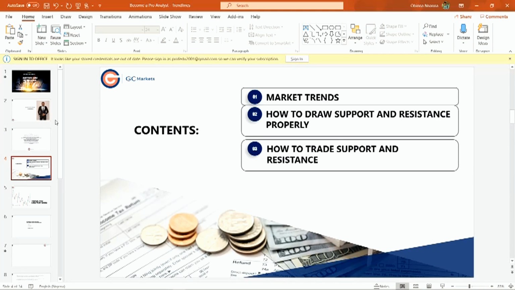So what we'll be covering today is basically support and resistance, but in order to really explain that point, it will be important for me to explain trends. So, market trends, different types of market trends. Then we'll look at how we can use support and resistance in these cases, and how we can draw support and resistance properly. We'll also look at how we can trade support and resistance. And then finally, we'll look at some examples on the charts and see if we can spot one or two trading opportunities at the moment.